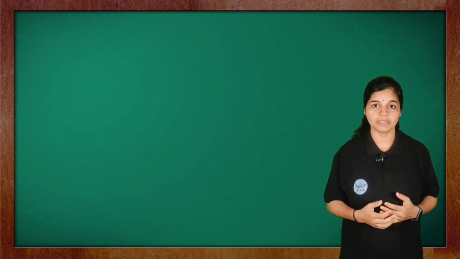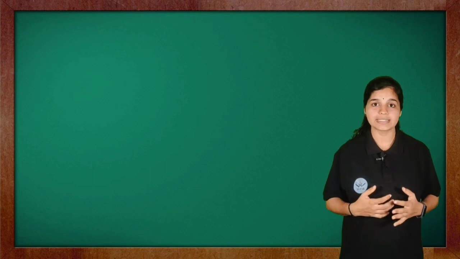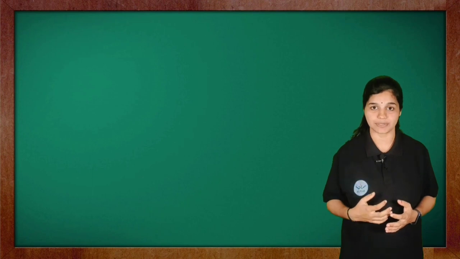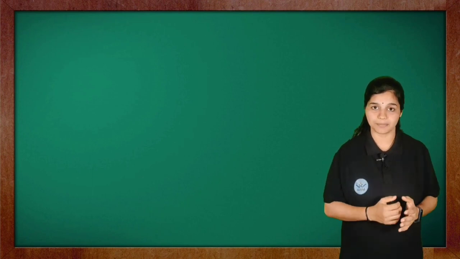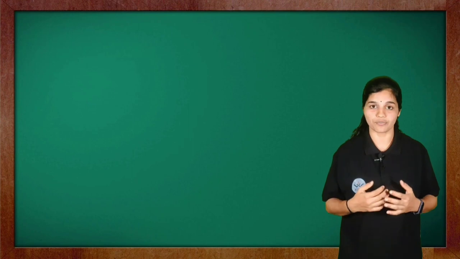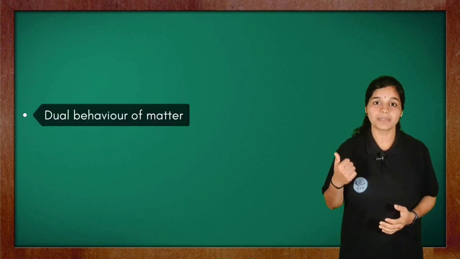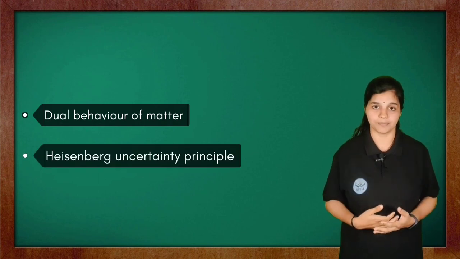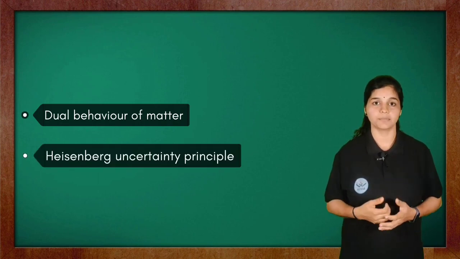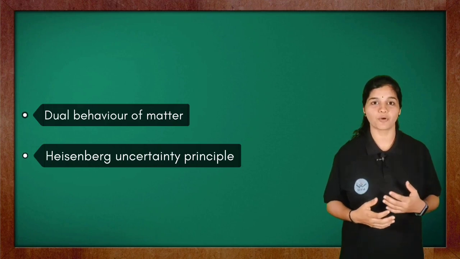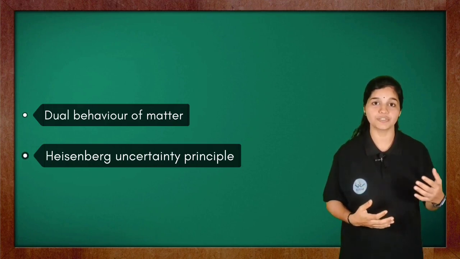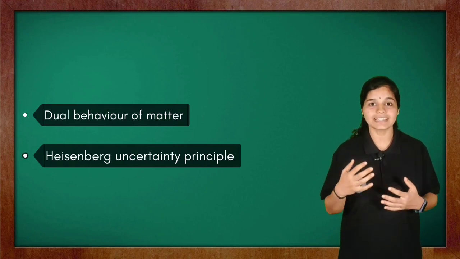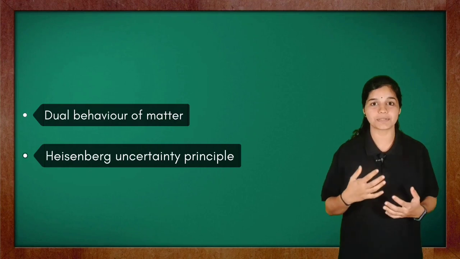In order to overcome the limitations of Bohr's model, several attempts were made to develop a general model for atoms. The two important developments that led to the formulation of a general model were, first, the dual behavior of matter, and second, the Heisenberg uncertainty principle. Before moving to the study of the general model developed based on these, let us try to understand what these principles are about.